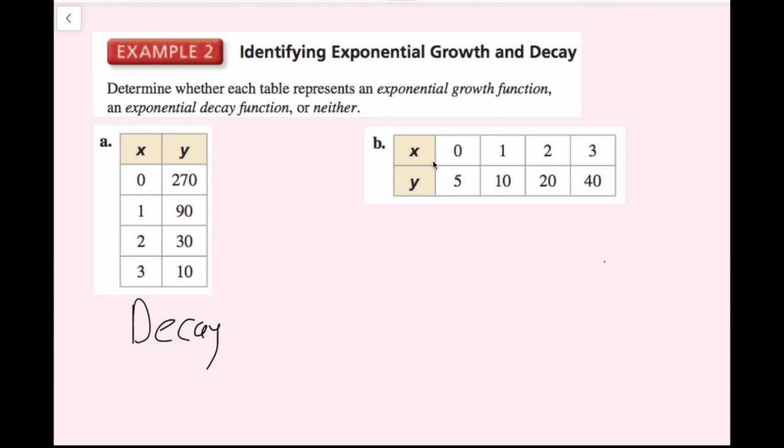Okay? For part B, if we see this, I'm adding 1 each time for x. And as I add 1 each time for x, let's see what's happening for y. I'm going from 5 to 10 to 20 to 40. I'm multiplying by 2 here, okay? So this is going to be an exponential growth function because I'm multiplying by a number that is greater than 1 each time. So this is going to be exponential growth. And now we're done with this one.